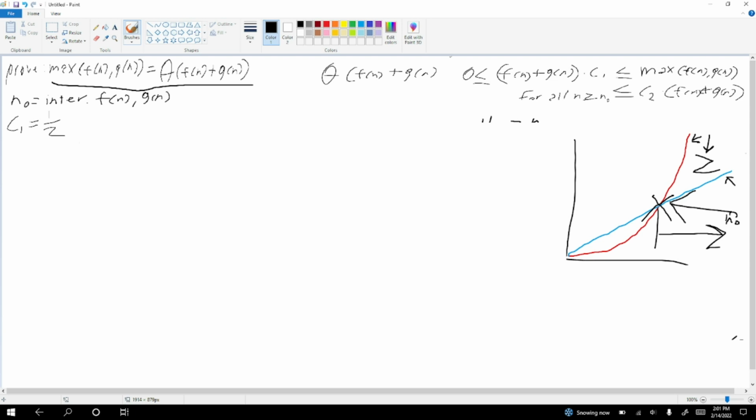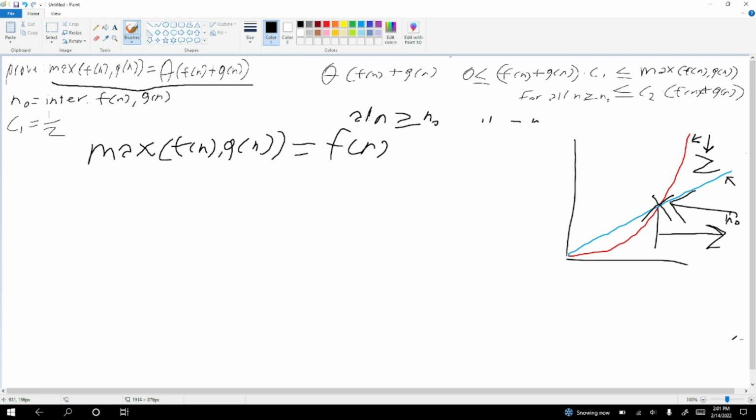And now the logic behind finding C2 is actually pretty similar. We know that max of our stuff, I guess I should write it if it's not on the screen, max of f of n and g of n, equals f of n for all n greater than or equal to n0. So we know that that's true.